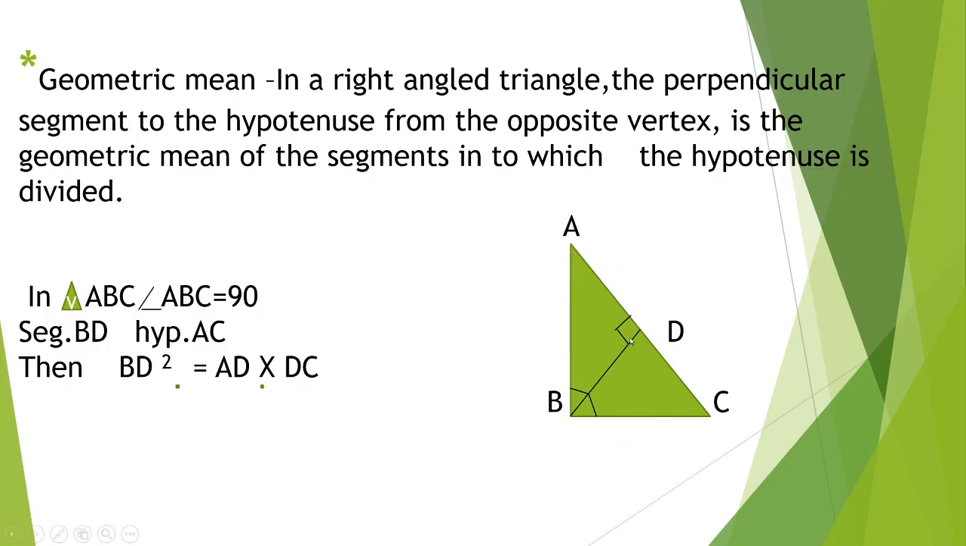Then the relation between geometric mean and AD and DC is BD square is equal to AD into DC. In example, if the right angle triangle is given and perpendicular drawn at hypotenuse, directly you can use geometric mean property. BD square is equal to AD into DC. This is geometric mean property. Write down BD square is equal to AD into DC.